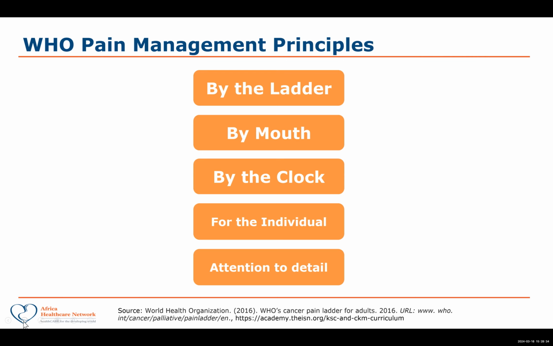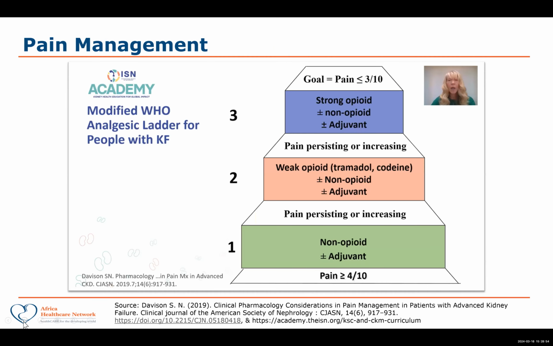We need to make sure that the recommendations we give for pain management are for the individual, so we need to think about their specific case. And we need to pay close attention to detail, especially for our kidney failure patients, when determining which medications to use. In the ISN Academy module, we have identified through Dr. Davison and her team that the WHO analgesic ladder needs to be modified, especially for patients with kidney failure.